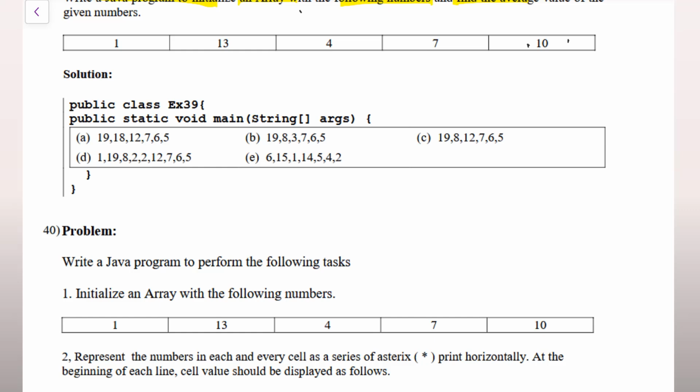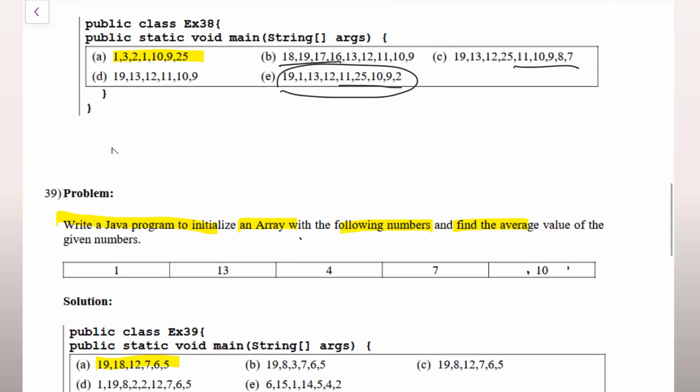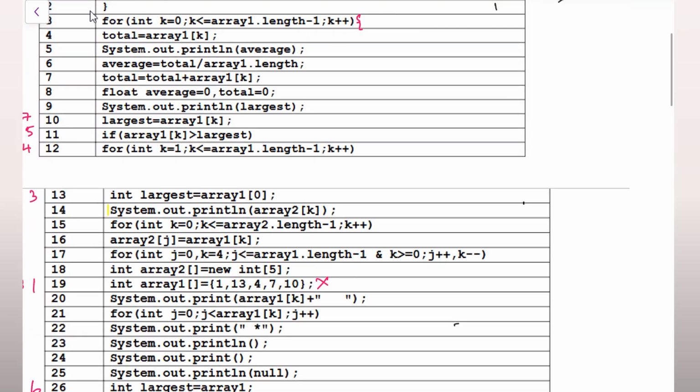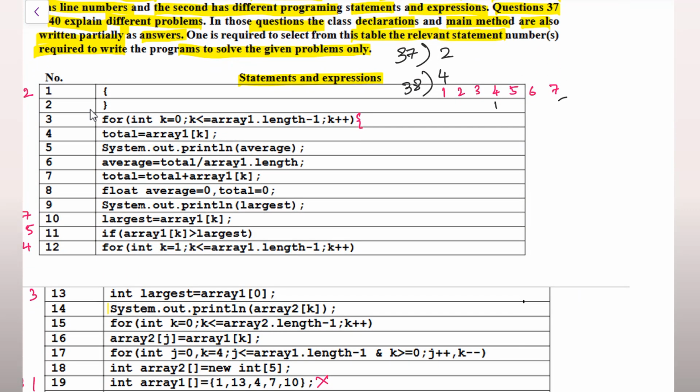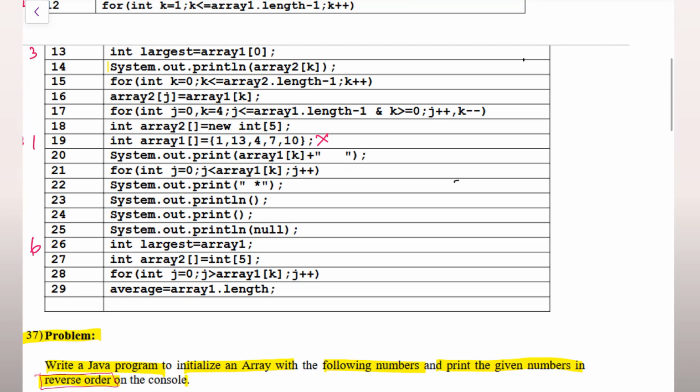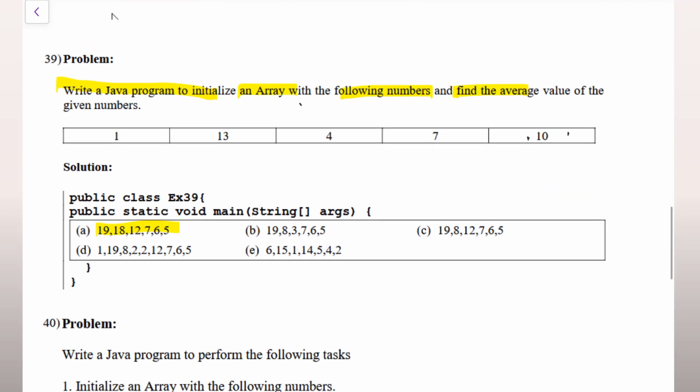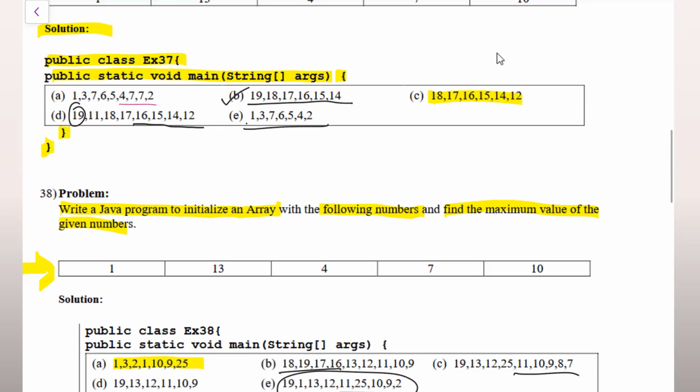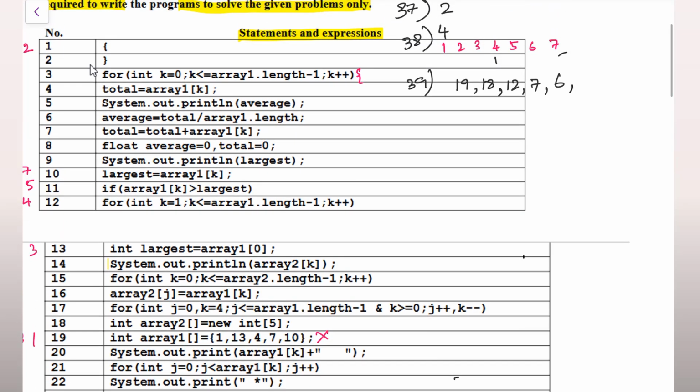All right, so anyway, I need 19. So this option, that is your first answer: 19, 18, 12, 7, 6, 5.